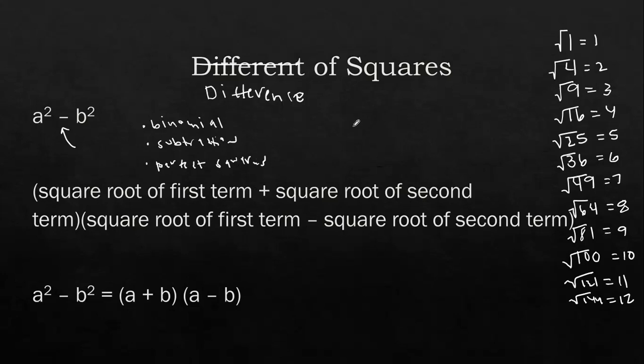Totally fine. Okay, so it says binomial. They have to be a binomial. There has to be a subtraction symbol in between the two. And they have to be perfect squares, meaning, if I took the square root of them, it would give me a whole number.